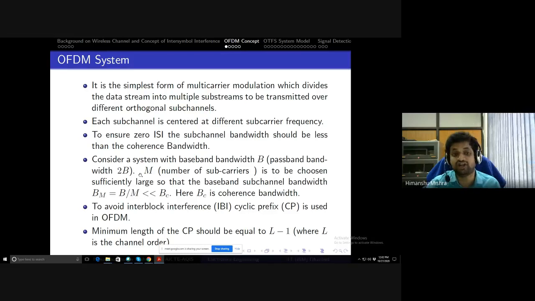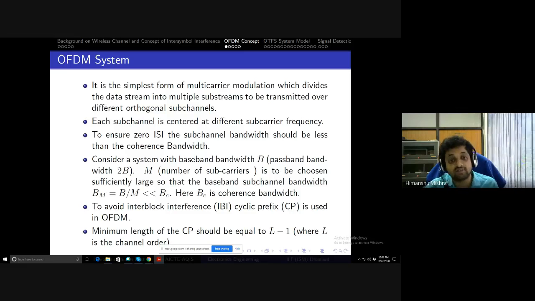But there is a negative point to increasing the number of subcarriers. There is a peak to average power ratio in OFDM, which gets worse by increasing them, and also the complexity will increase. So I cannot increase the number of subcarriers as much as possible.